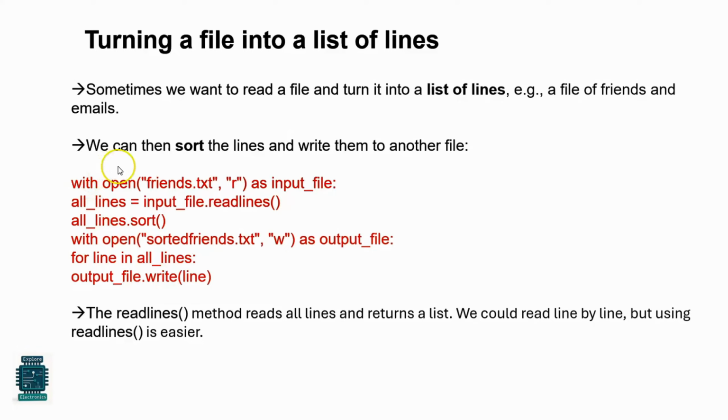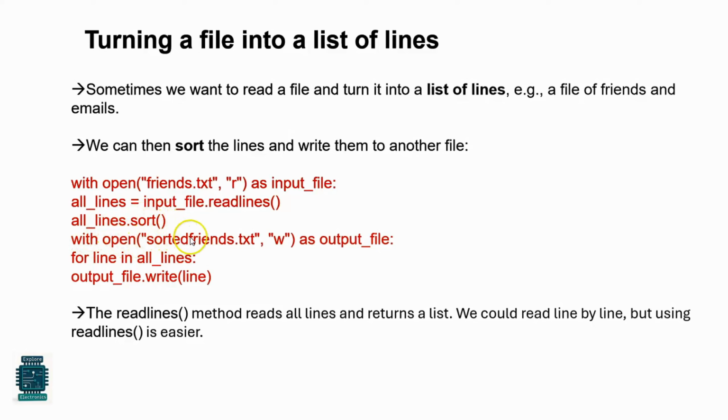Let us see an example: with open('friends.txt', 'r') as input_file. We are opening friends.txt for reading; the mode is read, as input file. We are using as and with as well, which I have explained in the previous example. all_lines is equal to input_file.readlines(). Here it reads all the lines from the file into a list using readlines. all_lines.sort() sorts the list of lines alphabetically because we are using the sort method here.